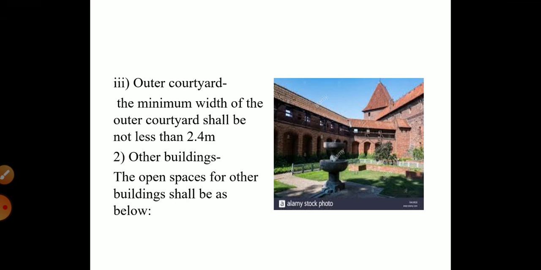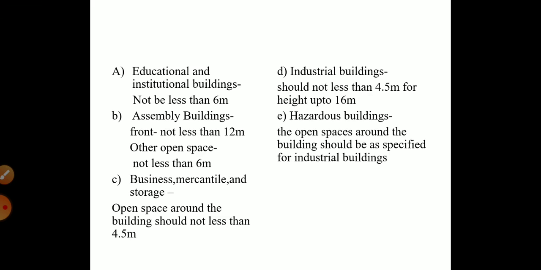Okay. So the outer courtyard, the minimum width of the outer courtyard shall be not less than 2.4 meter. Okay. Like other buildings, the open space for the other buildings, if there is educational and institutional building, except for nursery school, the open space around the building should not be less than 6 meter. For educational building, the open space should not be less than 6 meter.